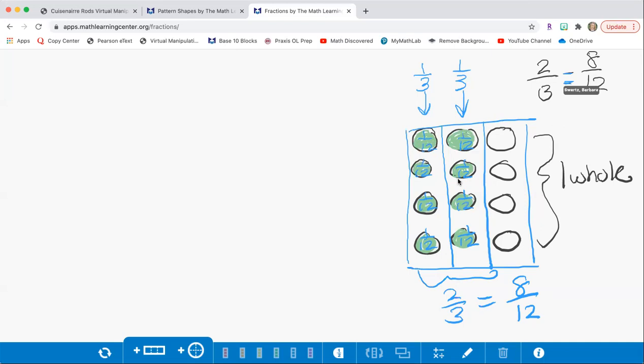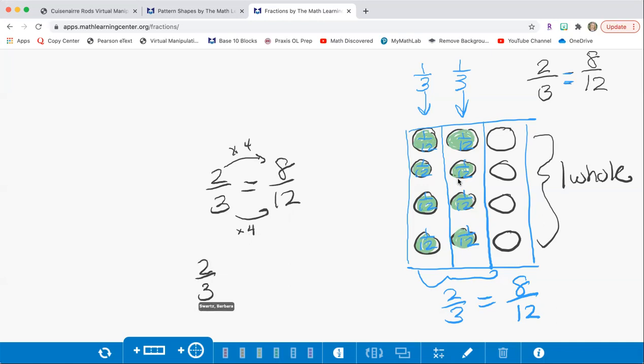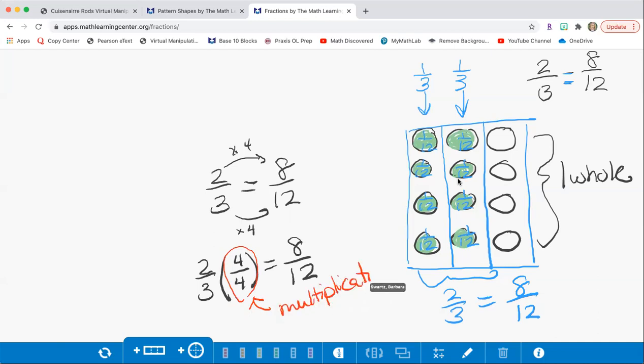But now let's talk about the procedure of going from 2/3 to 8/12. Many of us think about it as times 4 the numerator, times 4 the denominator. Mathematically, a more accurate way to write this would be this notion of 4/4. Because what this simplifies to, right? This is our multiplicative identity. This is just the number 1, right? 4 divided by 4 is just 1.